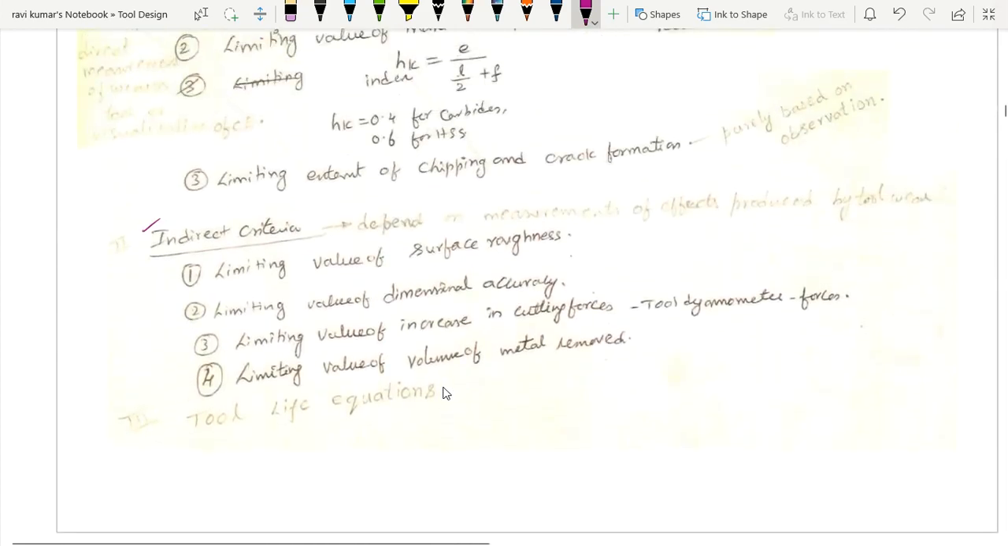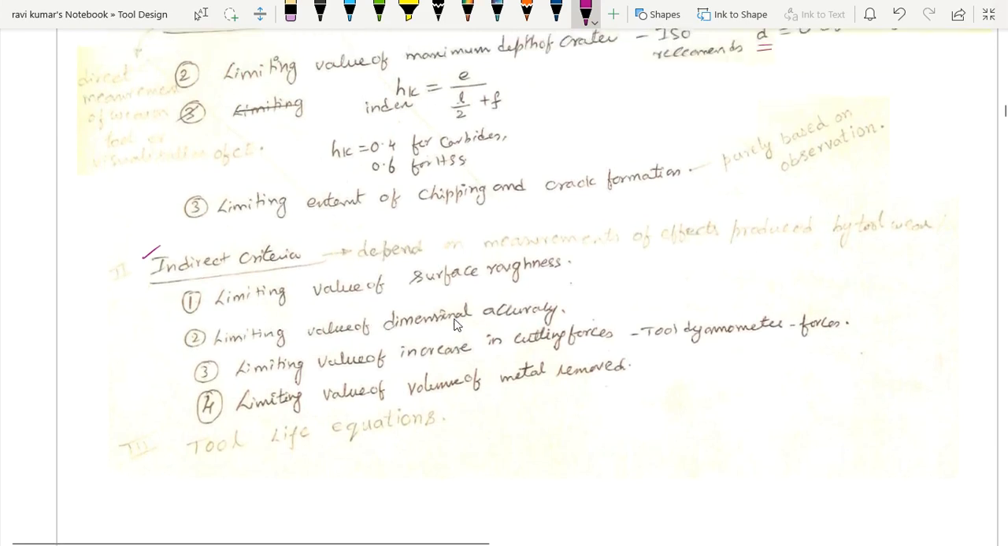Likewise, there are indirect criteria. Indirect criteria depend upon the effects. They depend upon the measurement of effects produced by tool wear, right? So what are the indirect criteria?